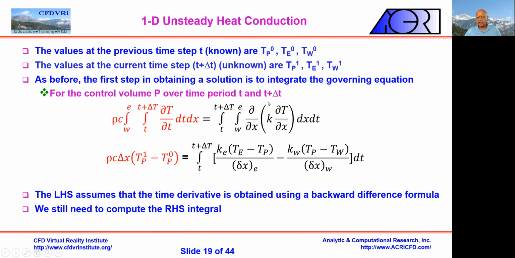So we're left with k dT/dx at the east face and the west face. That's all this is, okay? So here we have assumed that the time derivative that we did here is actually a backward difference. You look at it, it's just one quantity. It's not an average of some kind, right? So we still need to compute the right-hand side of the matrix. So let's see what that is.